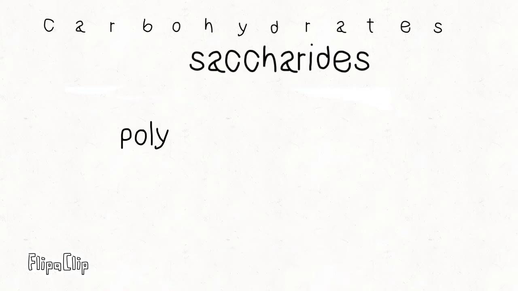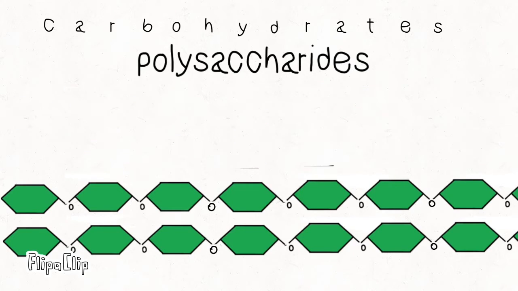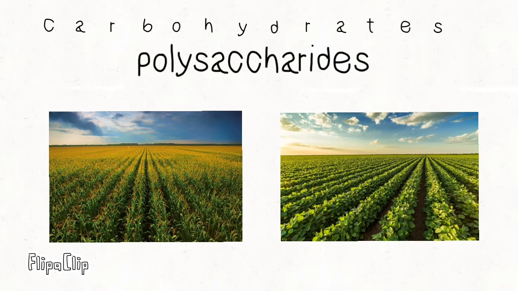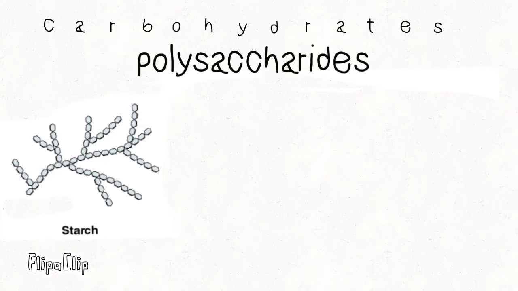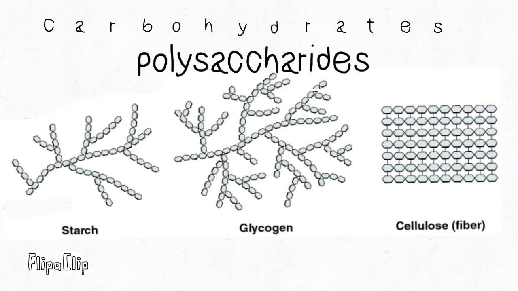Polysaccharides are polymers of hundreds to thousands of monosaccharides joined by glycosidic linkages. One example of a polysaccharide is starch. Plants store a surplus of glucose as starch and withdraw it as needed for energy or carbon. Animals store glucose in a polysaccharide called glycogen. Another example is cellulose, which is a major component of the tough wall of a plant cell.